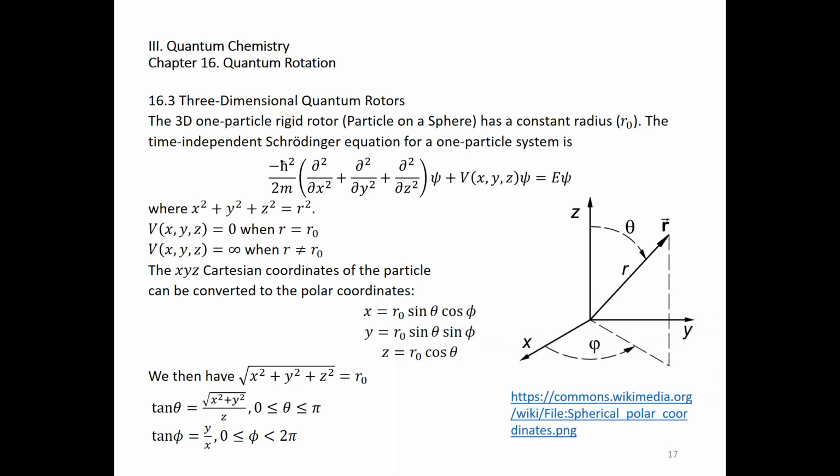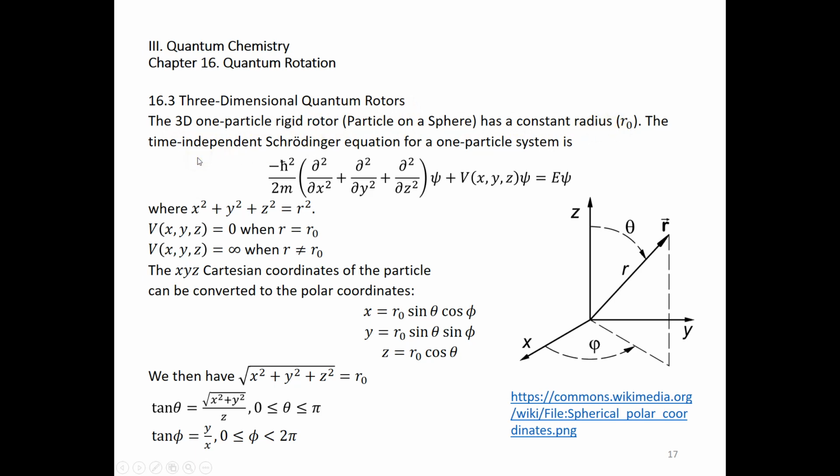Chapter 16, Quantum Rotation. Section 16.3, Three-dimensional quantum rotors. The three-dimensional one-particle rigid rotor has a constant radius denoted by R0.